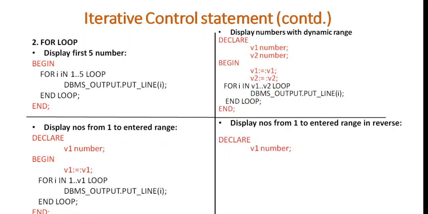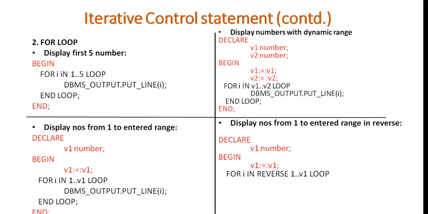So declare section is here in which v1 variable is declared. In begin section we are reading the value of that v1 variable. v1 is our upper bound, it is a dynamic range. And in the for loop now you can see we have written the syntax for I, an index variable, in reverse. The reverse keyword is used to display numbers in reverse order, in descending order. So here I have written for I in reverse 1 to v1 and then the loop keyword.